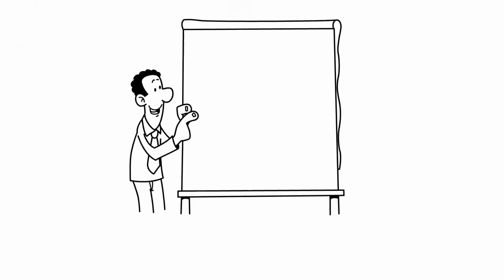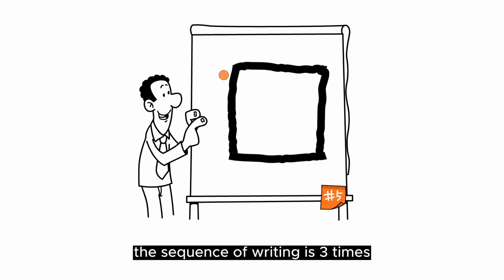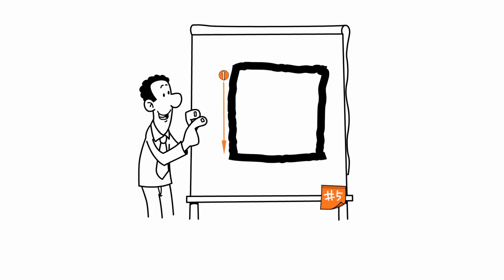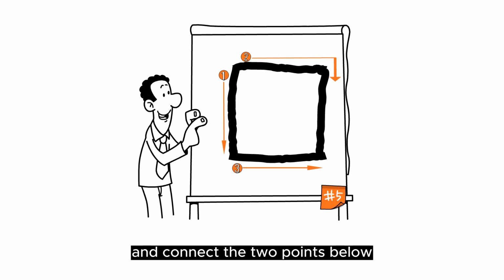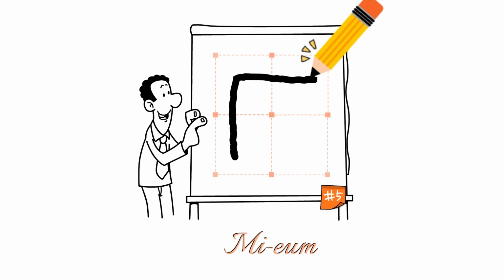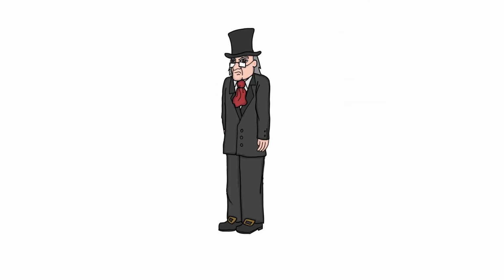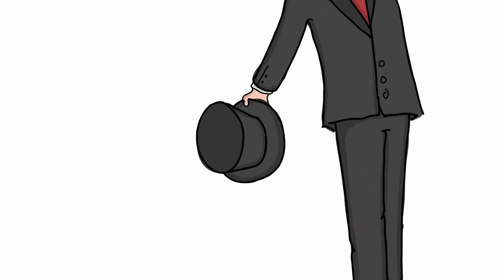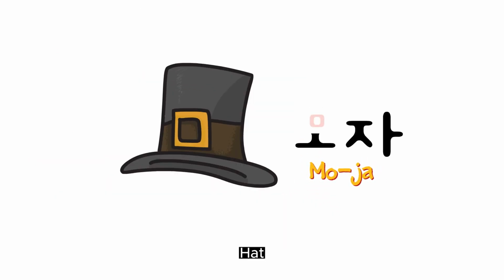The fifth consonant is 미음. The sequence of writing is 3 steps. Draw a line from top to bottom, and then come back and draw the 기역 that you learned first, and connect the 2 points below. Let's write it in the square again. 미음. The word that starts with 미음 is hat. 모자, 모자.